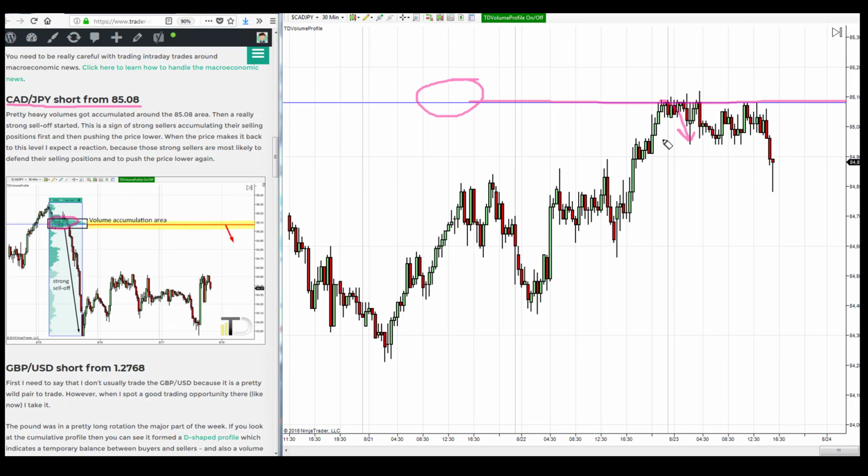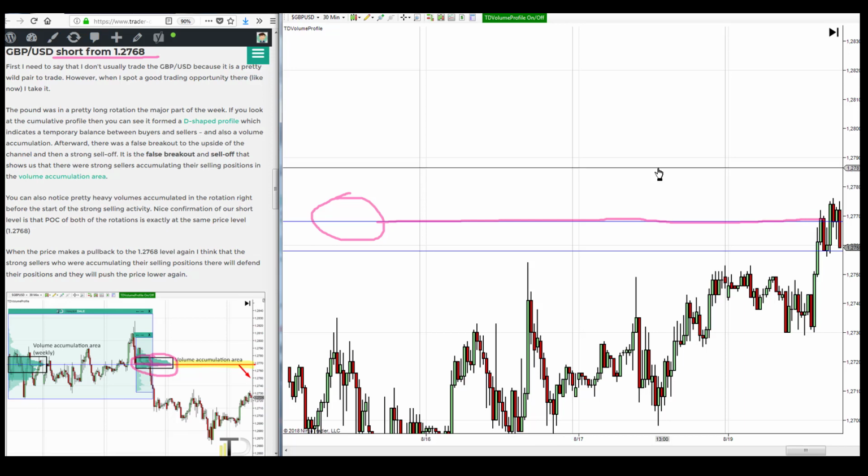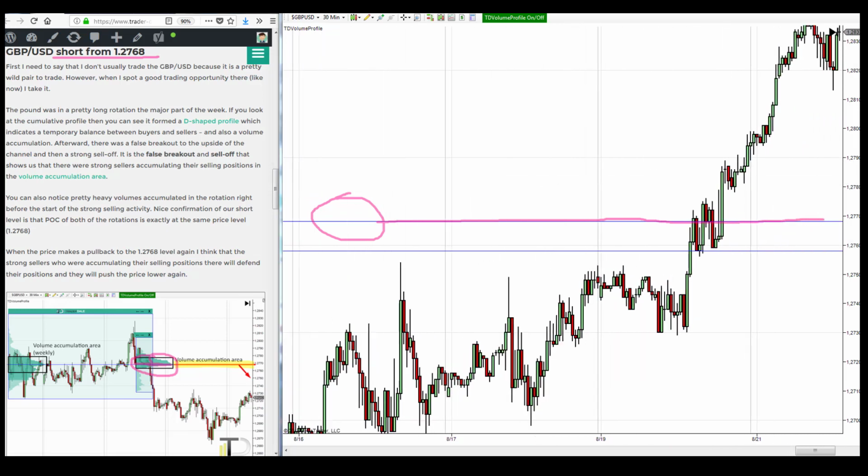And let's now have a look at another trade which was on the British pound. This intraday trade was a short from 1.2768. This is the prediction of the level. It was based on those heavy volumes. You can see the volumes right there. And to be honest with you guys, I thought that the reaction would be much bigger to this level. But even though I was able to take a 10 pip profit from this trade, you can see the reaction right there, 10 pip reaction. I expected a bigger reaction, but there was only a smaller reaction and then the price turned and went upwards.